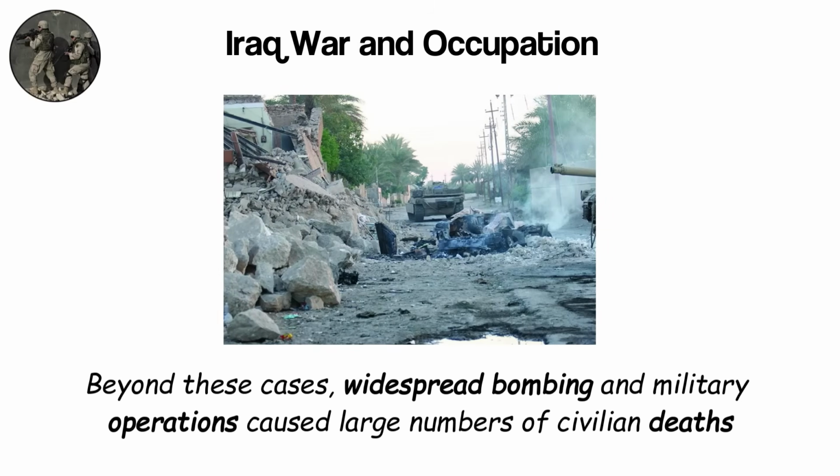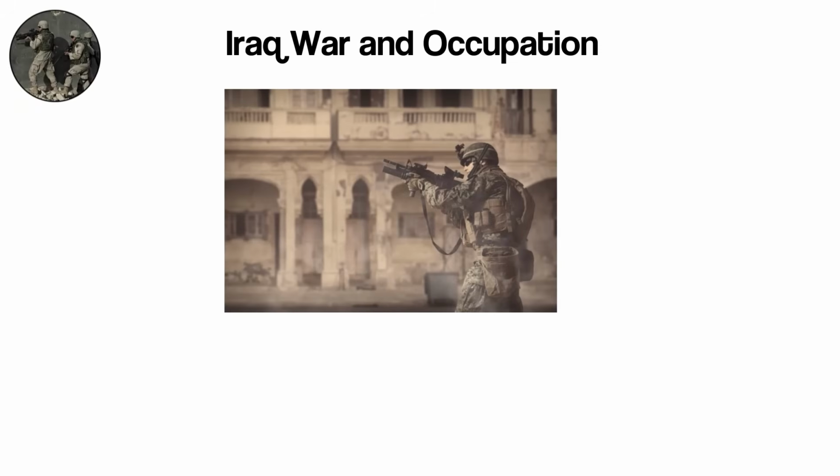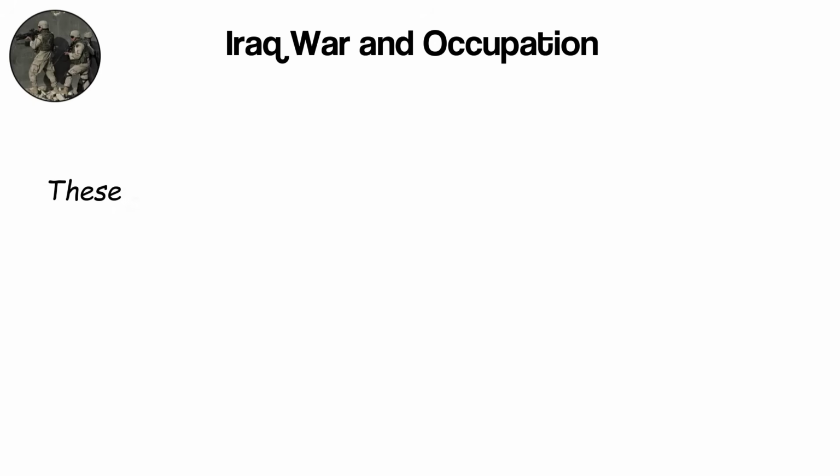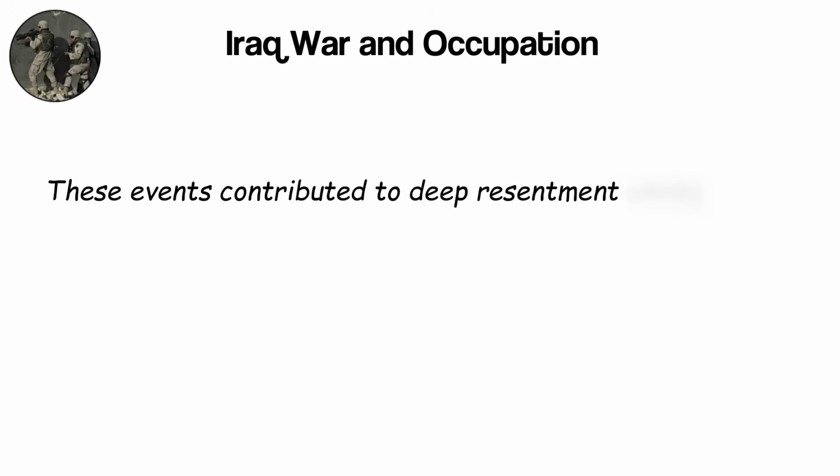Beyond these cases, widespread bombing and military operations caused large numbers of civilian deaths. Private security contractors were also involved in deadly incidents, including a 2007 shooting in Baghdad, where 17 civilians were killed. These events contributed to deep resentment among Iraqis and long-term instability.